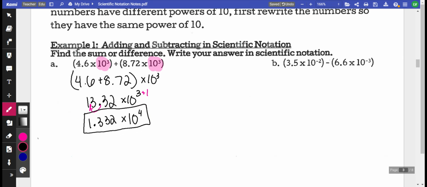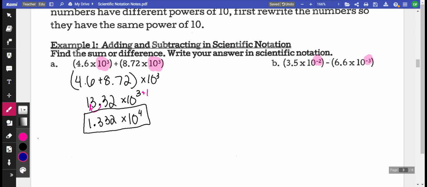Letter B, 3 and 5/10 times 10 to the negative second minus 6 and 6/10 times 10 to the negative third. From here, I will look at my exponents. I have -2 and -3. Those are not the same. So because they're not the same, I need to go in and change one of the two. It doesn't matter which one. I personally always make the smaller exponent larger. It requires less work later on in the problem.